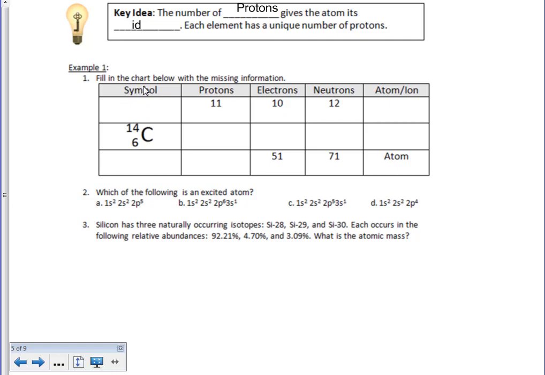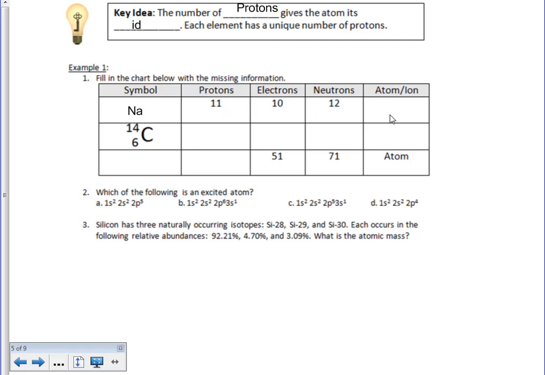So when we're looking at the chart below, we need to fill in some of the missing information. Based off from having 11 protons, you can automatically identify who this is. With 11 protons, we actually have the element of sodium. The symbol for sodium is Na, and we know that because it has 11 protons, and we found that on the periodic table. The next thing you need to do is figure out the mass. The mass is our protons plus our neutrons, so 11 plus 12, which gives you 23.